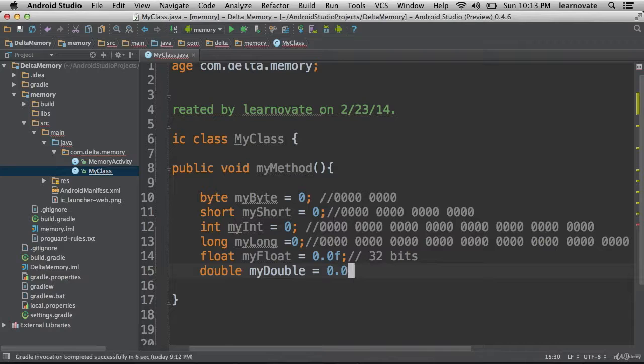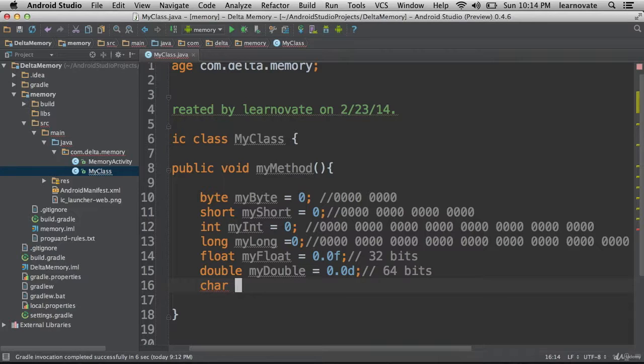You can use a double if you need a little bit more precision. Its default value is also 0, but it uses a whopping 64 bits, which is great if you really need some precision. Okay, so those are kind of all the number primitives, but there's still the char primitive.